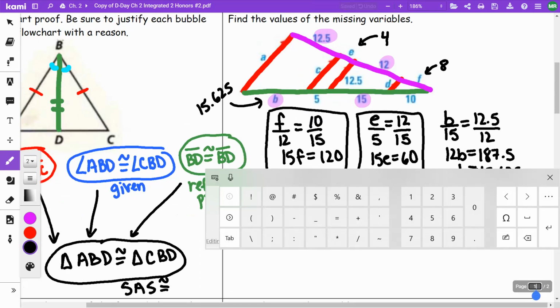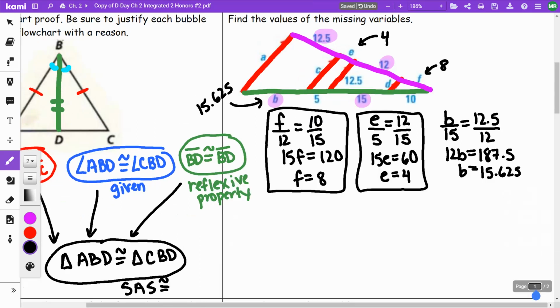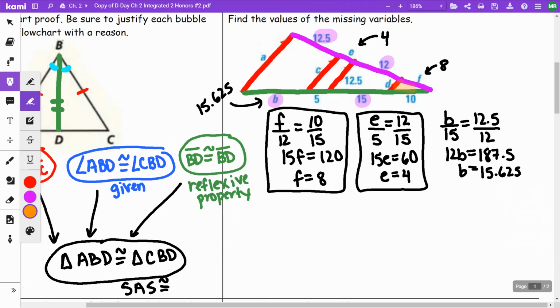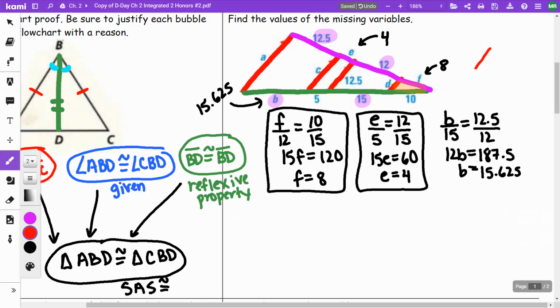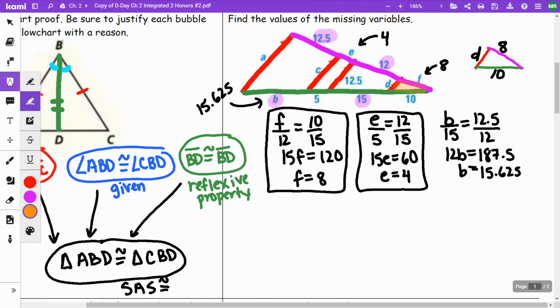So now when I'm trying to find all of the red pieces, none of those can I use the side splitter pieces. So what I'm going to do is use this small triangle here each time. Okay, that triangle here. So let me just redraw it. I'm going to be doing this one here, where this is D, and this is 8, and this is 10 from the orange triangle.